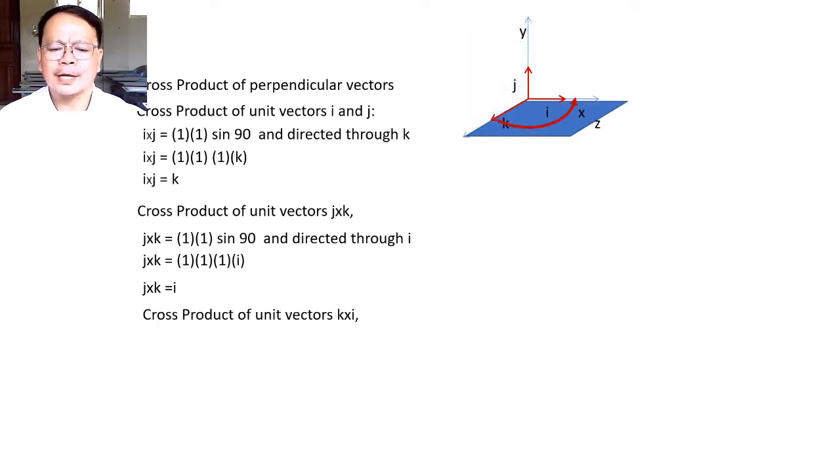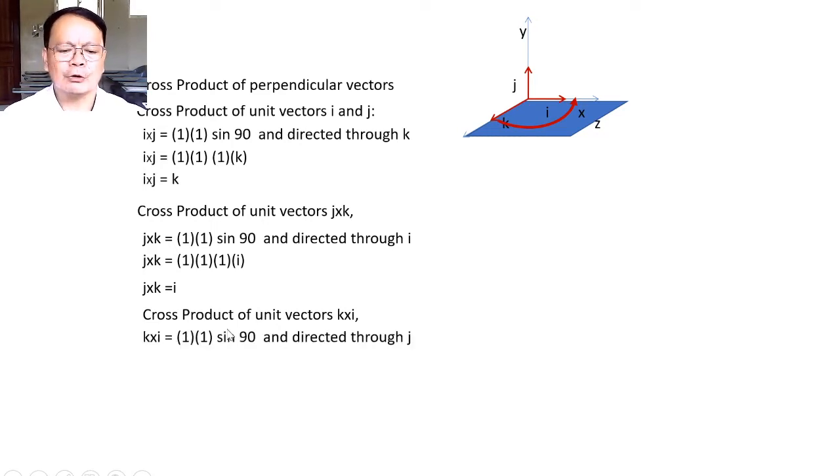What about the cross product of unit vectors k cross i? You will be looking at the figure. The vectors k and i are lying on the xz plane, such that an axis perpendicular to the plane is directed towards the positive y-axis, whose unit vector is defined by j. And if this is substituted with the value, the cross product of k cross i shall be equal to 1 times sine of 90 directed towards the positive y-axis through j, so that k cross i will be equal to j.